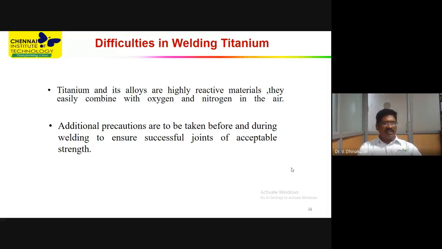What are the difficulties? Titanium is a highly reactive material, and it can easily combine with nitrogen and oxygen. Hence, careful precautions have to be taken during the welding process.